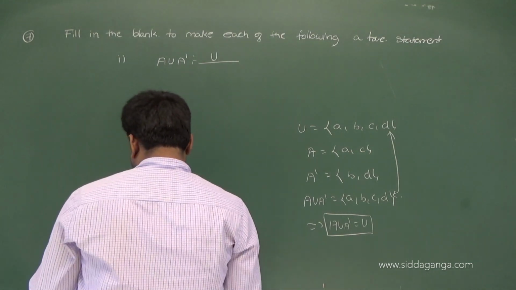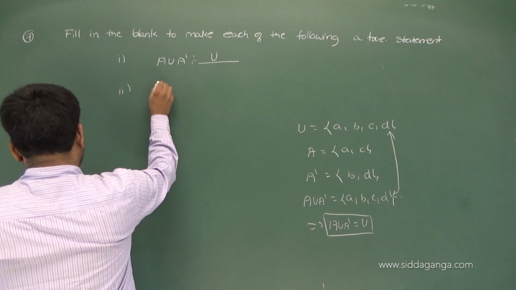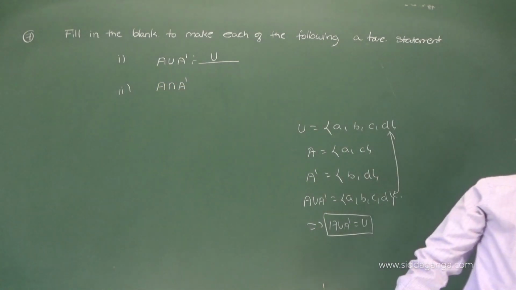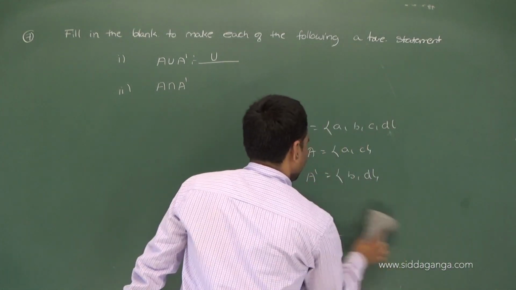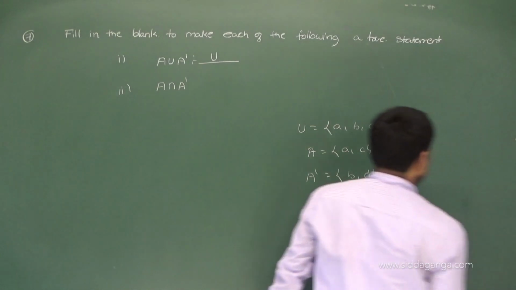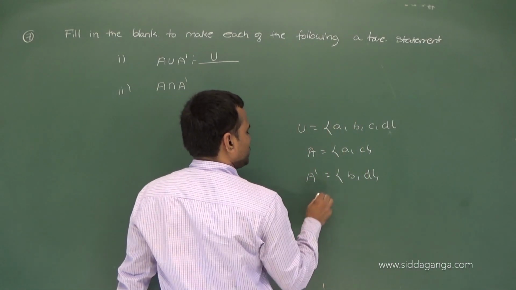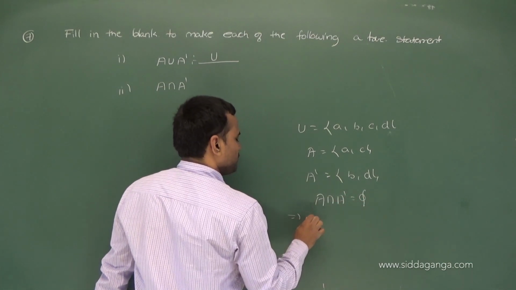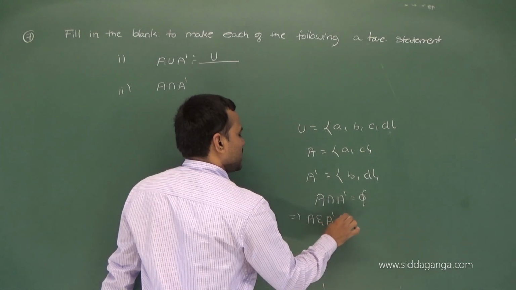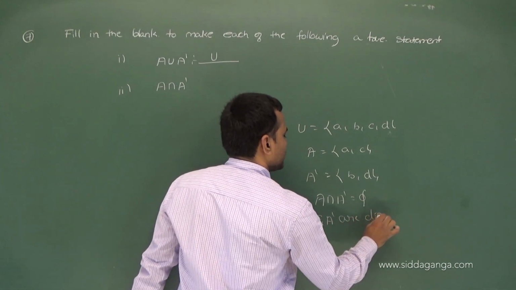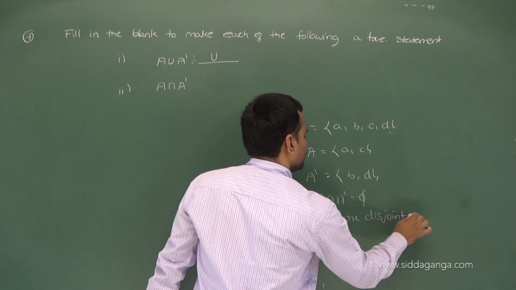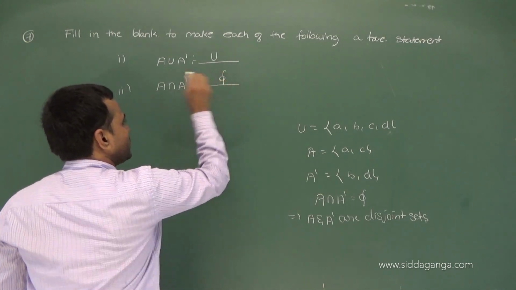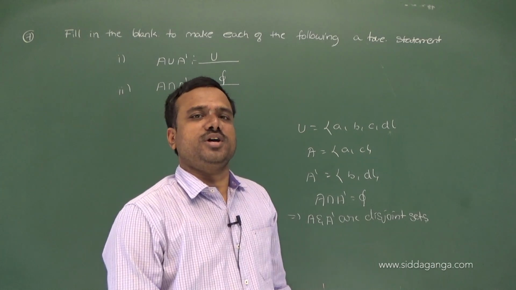Okay. Next question, second question: A intersection A dash. Same sets I'll take. A union A dash is over, so U and A, B. Then A intersection A dash is always empty, since A and A dash are disjoint sets. So A intersection A dash is the empty set. Understand?